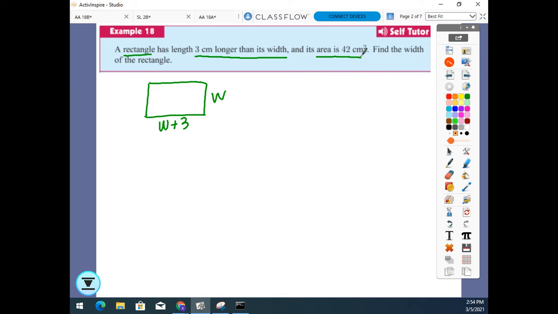Its area is 42. Is means equals. How do you find if the area equals 42? How do you find area of a rectangle? It's the length times the width. So we replace area with its length times the width, and that equals 42. We can simplify our equation.